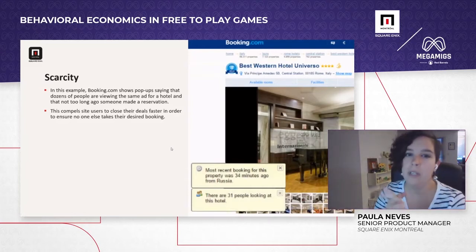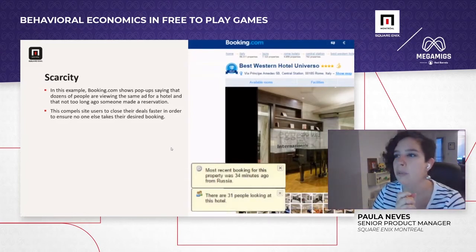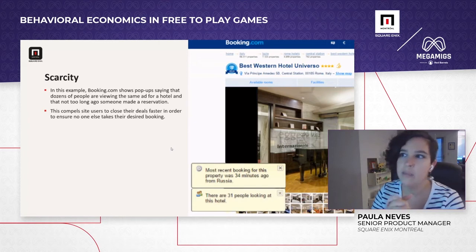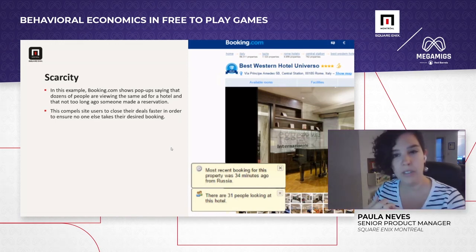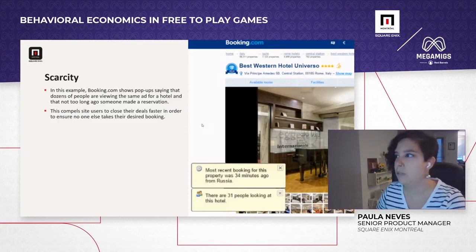In this example, I wanted to bring also an example from e-commerce just because they're so good at this. Booking.com, they show these pop-ups saying that dozens of people are viewing the same ad for a hotel, and that not too long ago someone made a reservation. This compels us to go and close the deal, right? Because we see all these things and we believe it's going to finish and we're not going to have the chance of booking this hotel. So we feel inclined to rush to do so. It's something very impactful that they do.